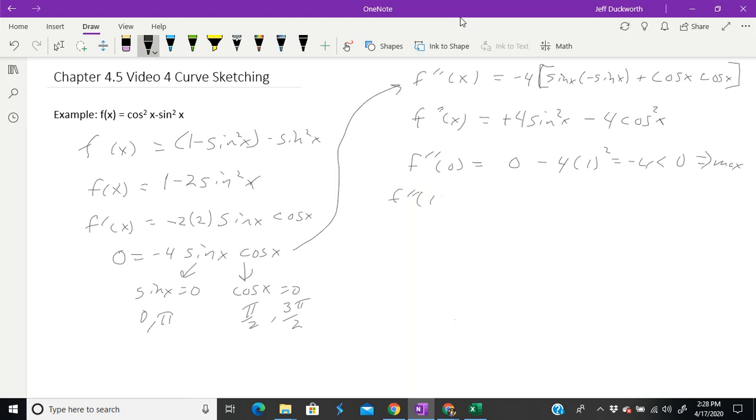If we evaluate, let's just do pi. That's going to be the same thing because it's going to be squared there. So we got negative 1 squared, which is the same. So another max. And the other two should be in a similar fashion. So let's go with pi by 2. So now we have 4 times 1 squared minus 0, because at pi by 2, cosine is 0. So that equals 4. That's greater than 0, which means that's a min.